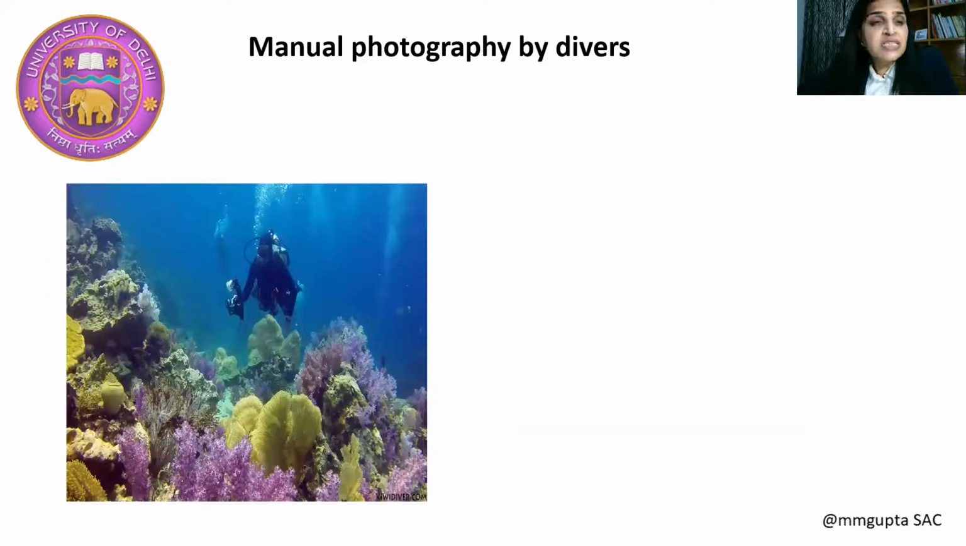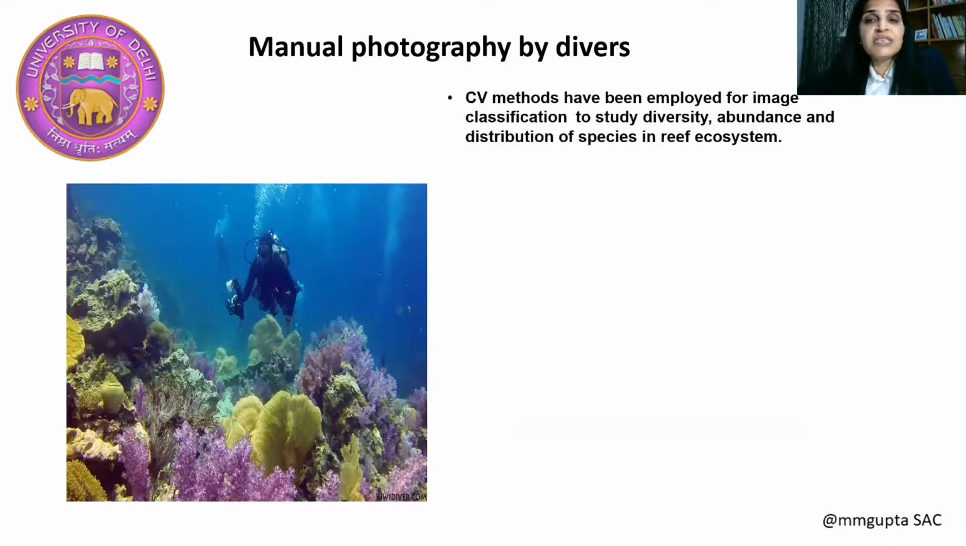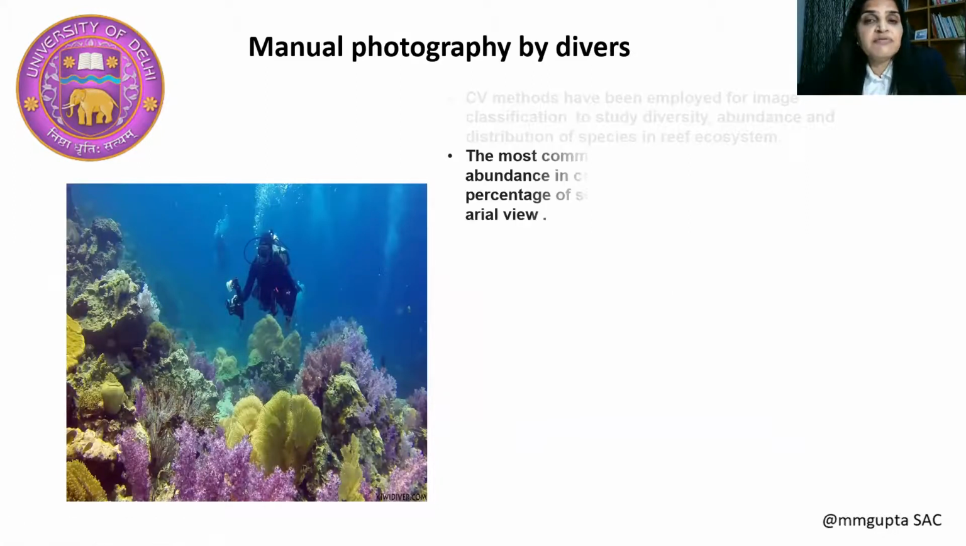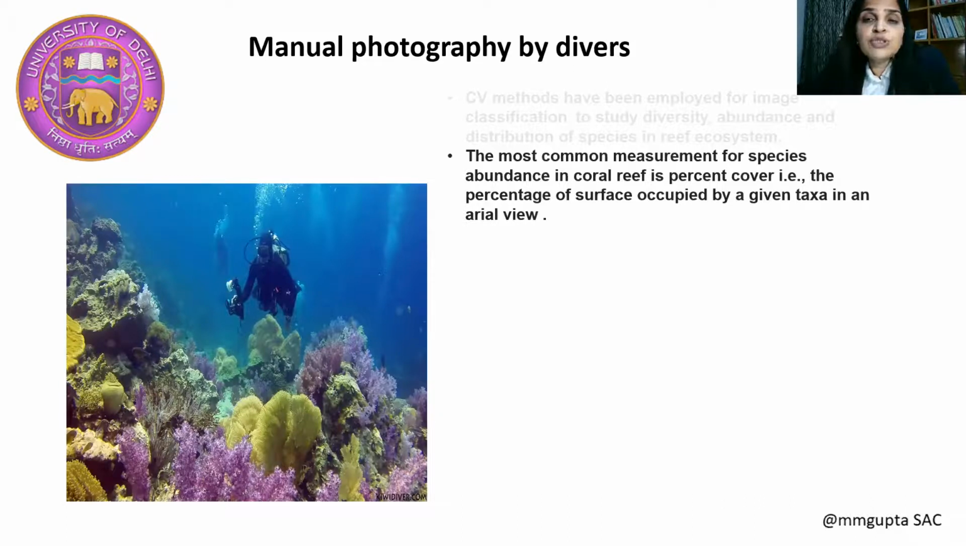How do we study these corals in the marine environment? By manual photography by the divers, and CV methods, the computer vision methods, have been employed for image classification of the images we get from these divers, and making predictions about the habitats and studying the abundance and distribution of species in the reef ecosystem. The most common measurement of species abundance in coral reef is percent cover.